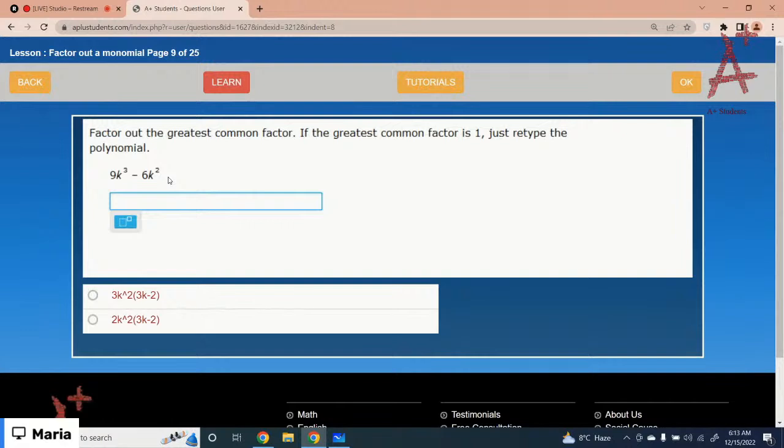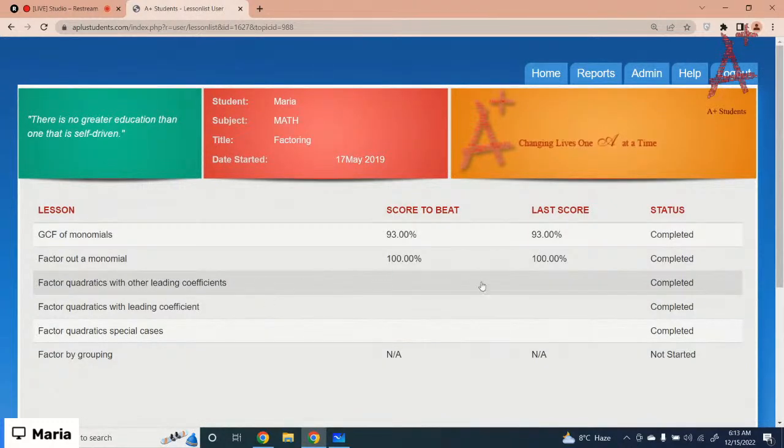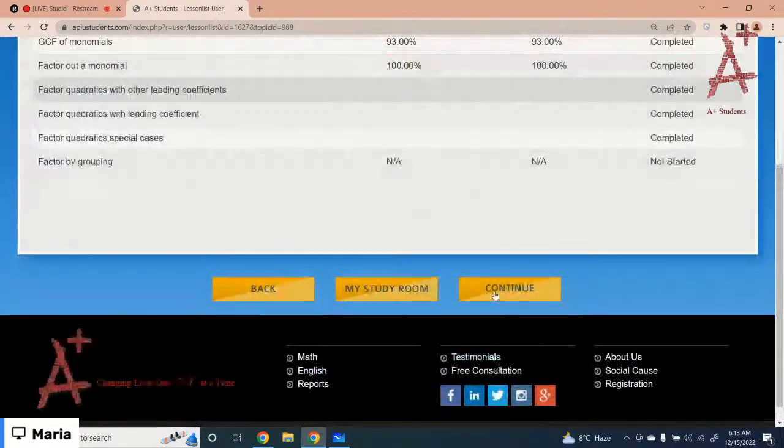Okay, you can complete the test by yourself later today. Let me just move on to the next lesson. The next lesson is factor quadratics with other leading coefficients. Let me write down the lesson name.